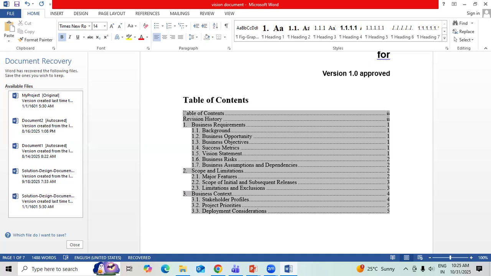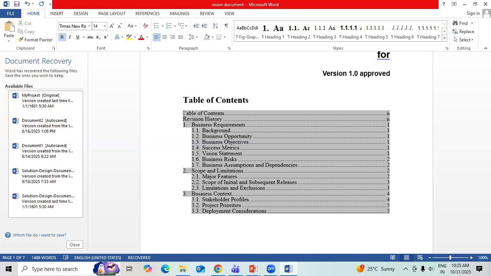Next, the vision statement. When we interact with stakeholders, we will come to know about the vision. What is the predominant business risk involved? What are the different business assumptions and dependencies that were identified and how can they be addressed? Because based on some assumptions and dependencies, our solution will be implemented.